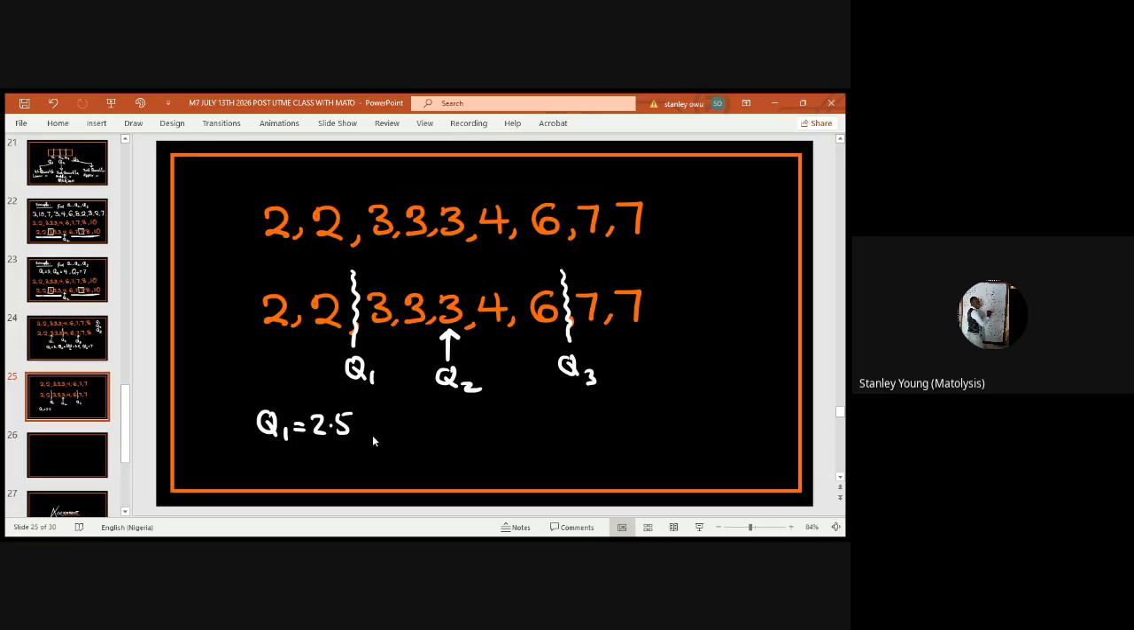That's something you get by adding 2 and 3 divided by 2. That's 2.5. Then Q2 is directly 3. Q3 is going to be 6 plus 7 divided by 2. That gives you 6.5.